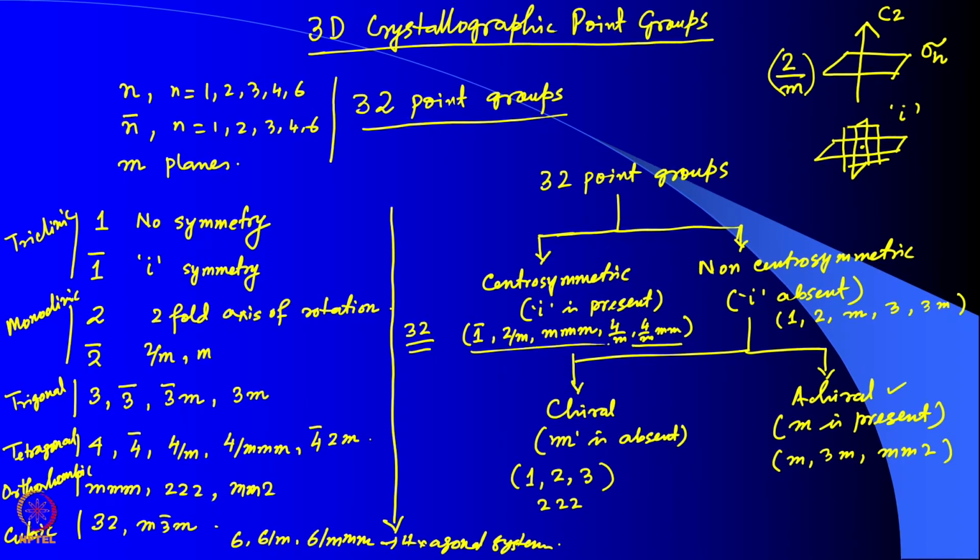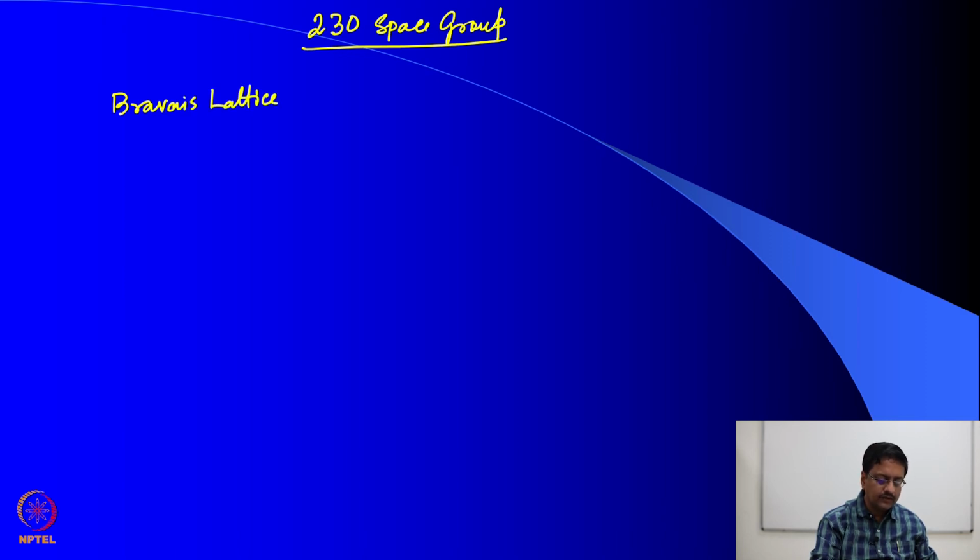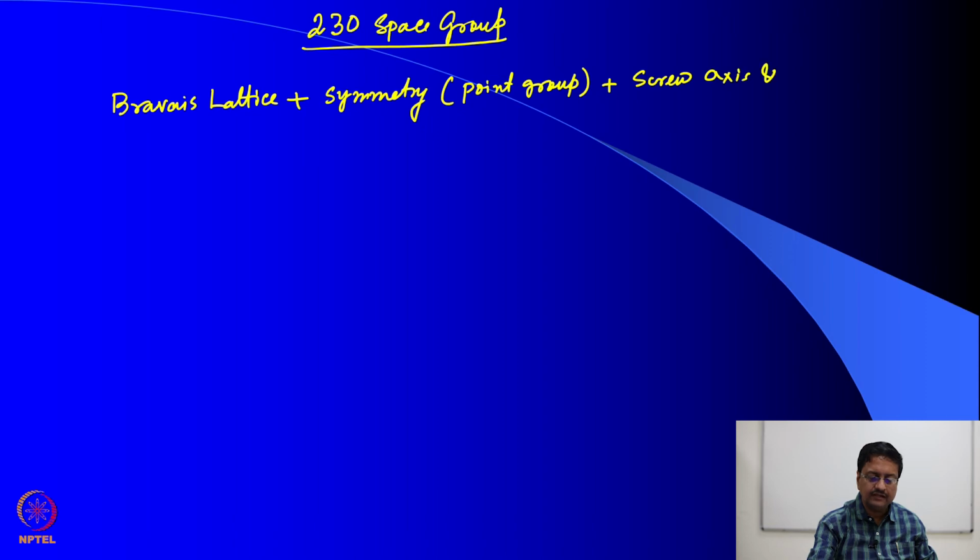So now one may be asking, what do we mean by space group? As I indicated in one of my earlier classes, when you combine the Bravais lattice information with the symmetry of the lattice, that means the point group, and the additional symmetries that may be present, like screw axis and glide planes, then what we get is a representation called the space group.